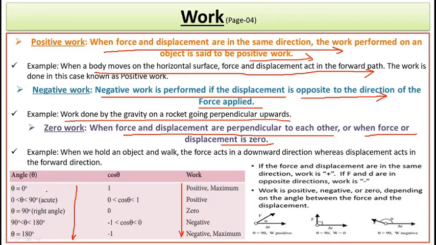Students, remember, if the direction of the force applied and the direction of the displacement are the same, meaning the angle between them is 0 degrees, then we will get a positive maximum work done. Whereas if the body is moving completely in the opposite direction of the force applied, such that the angle becomes 180 degrees, then we will obtain a maximum negative work done.